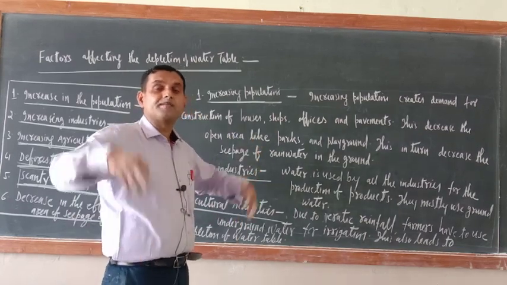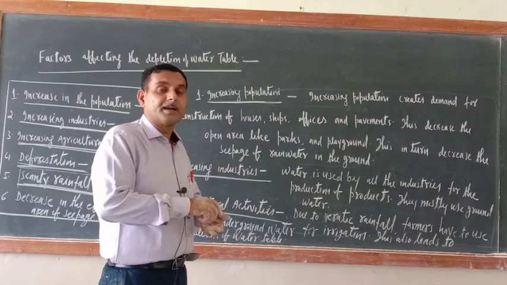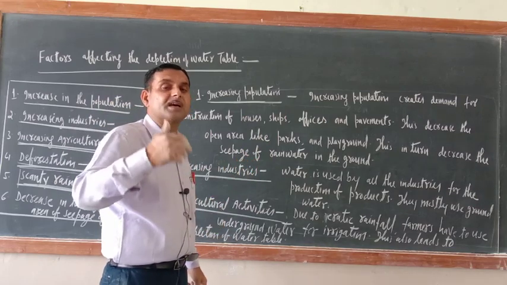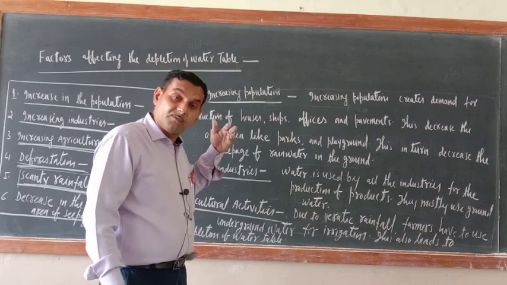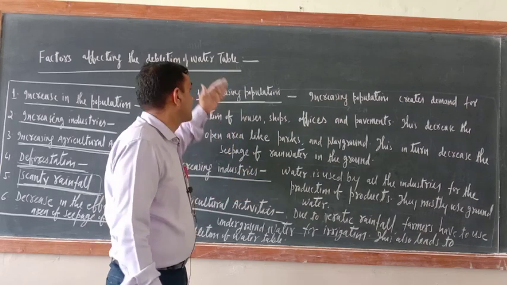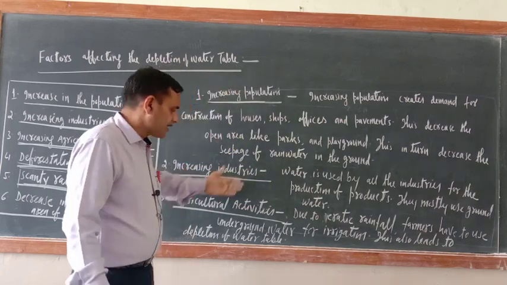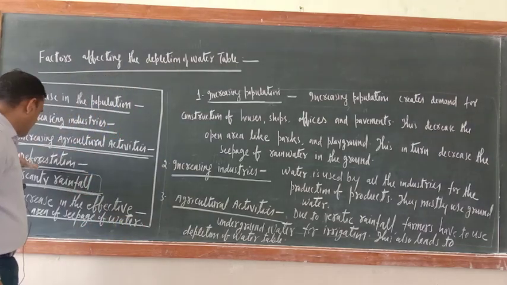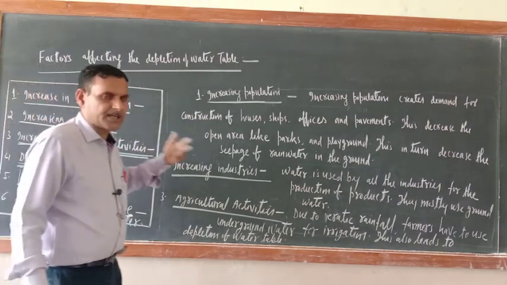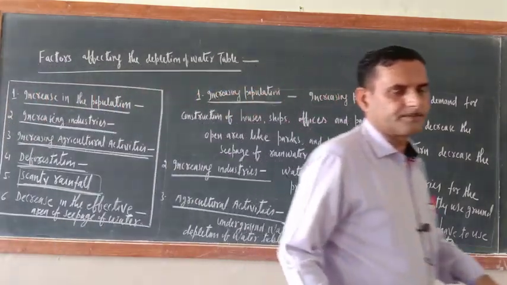So just see, because of huge dependency on groundwater for the agriculture activities, now the water table is depleting. Now some other factors are also there, deforestation and others, which I will explain.